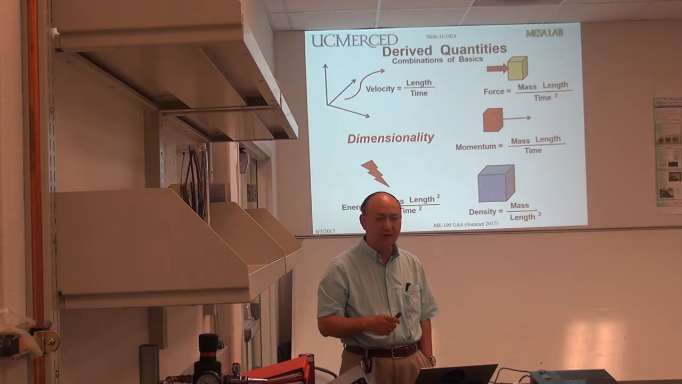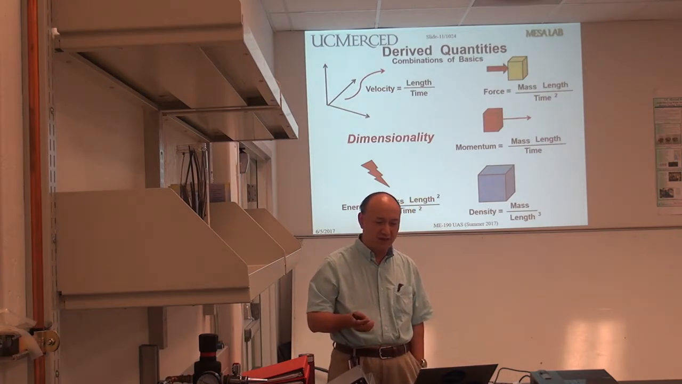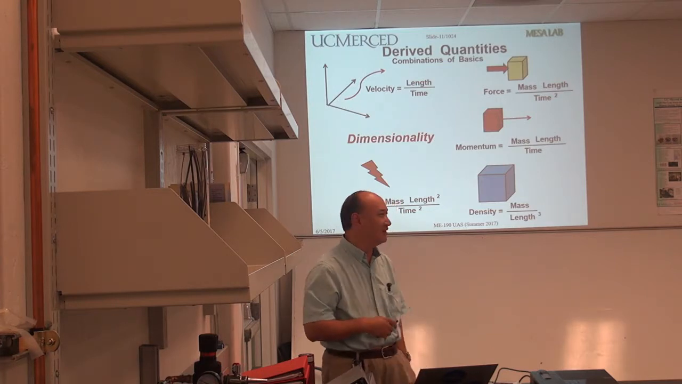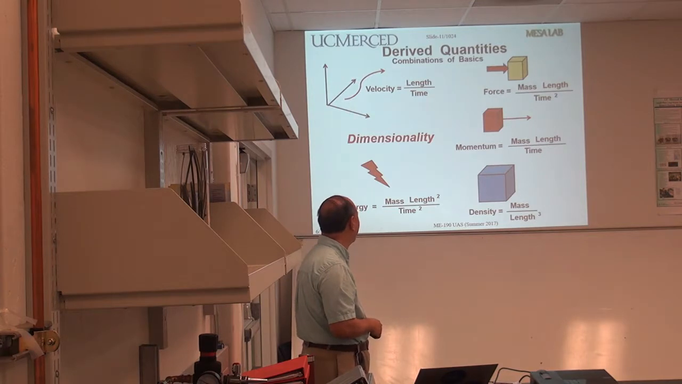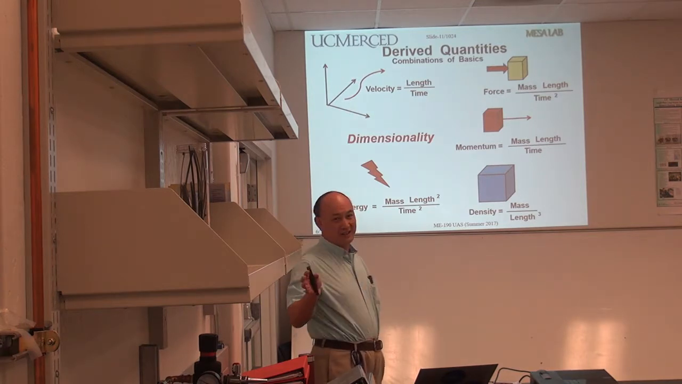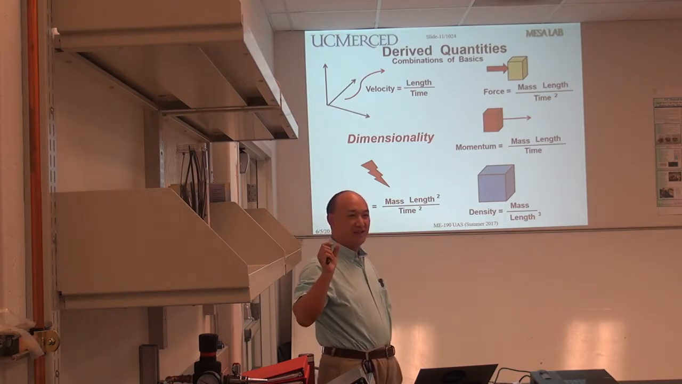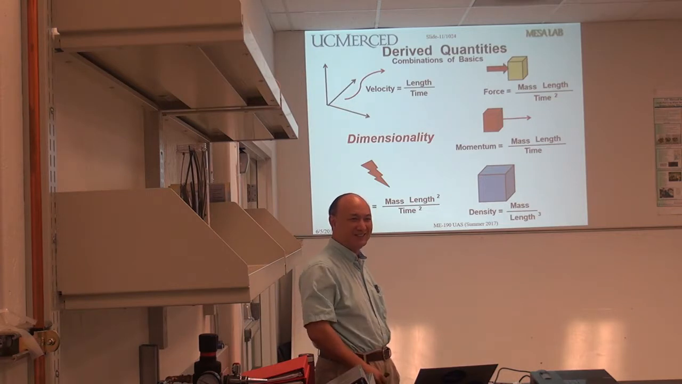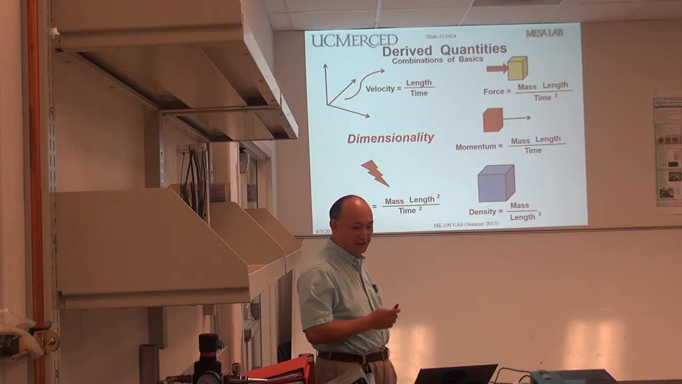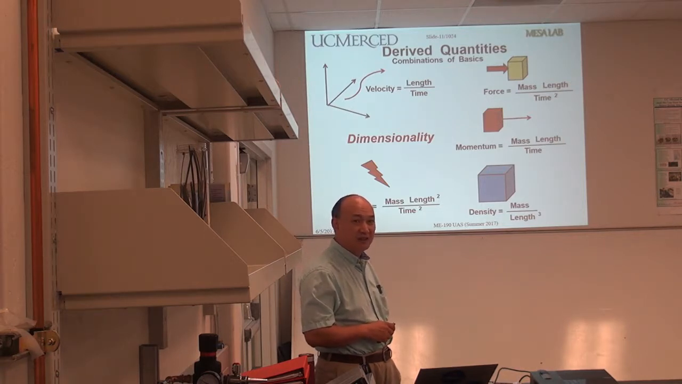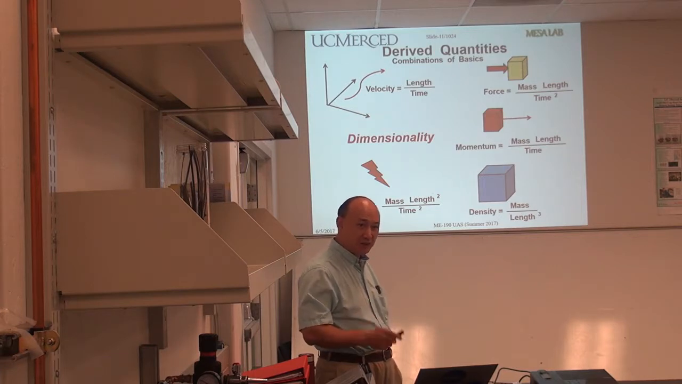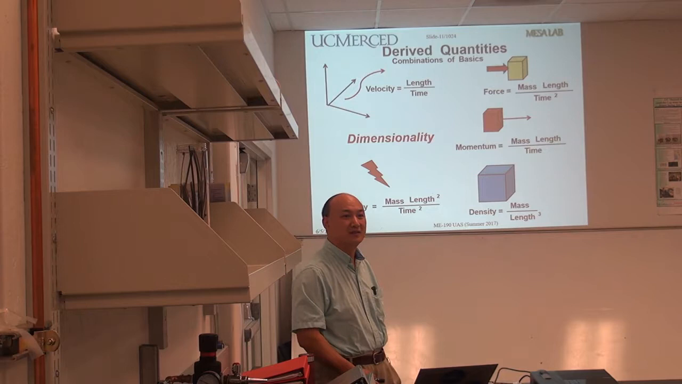So the derived quantities like velocity are length versus time, and force is mass times length divided by time squared. This is called dimensional analysis. Sometimes when you do dimensional analysis, you can discover something physically not right, because you cannot go back to the basic quantities. Dimensional analysis is a good idea for you to understand the basic physics, because everything should be and could be derived from those basic quantities. If you cannot, then something is wrong.